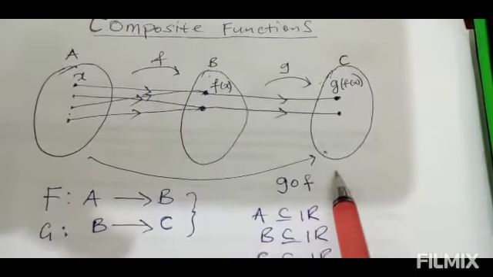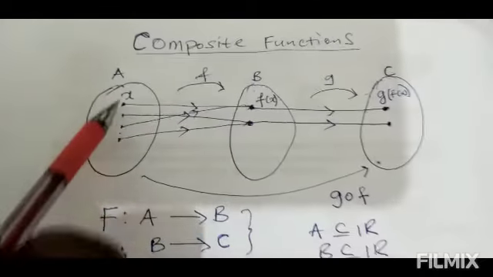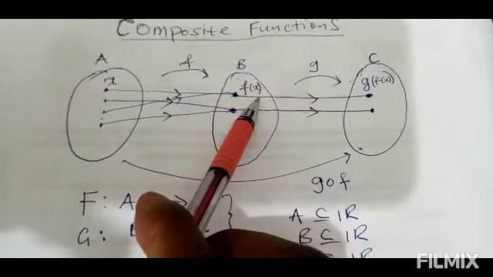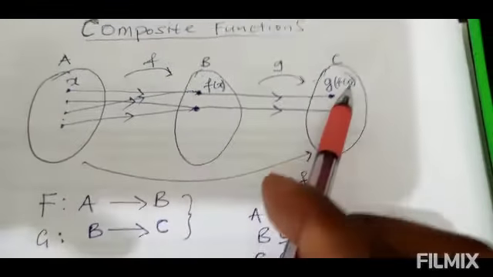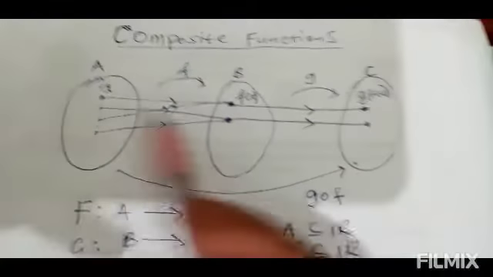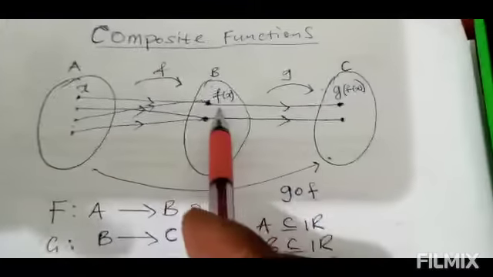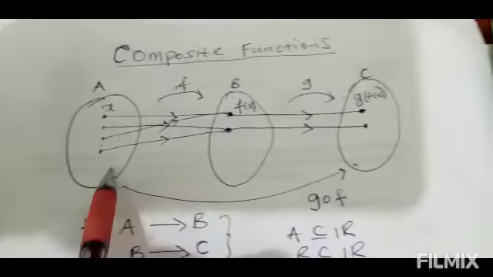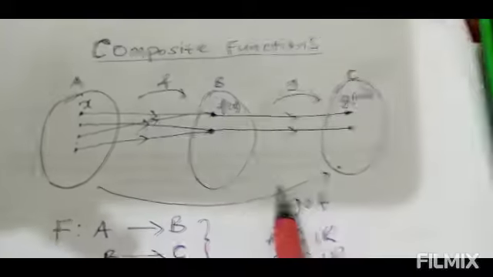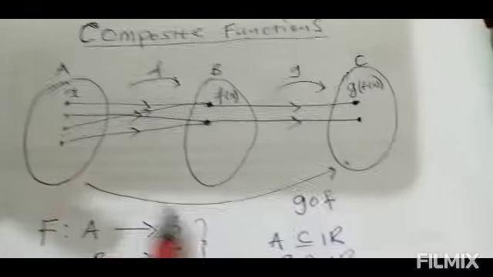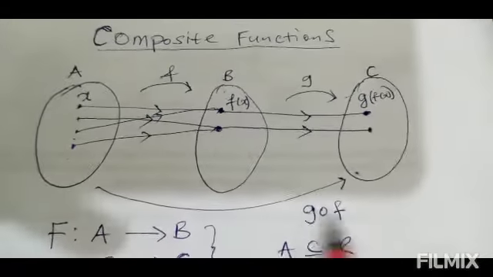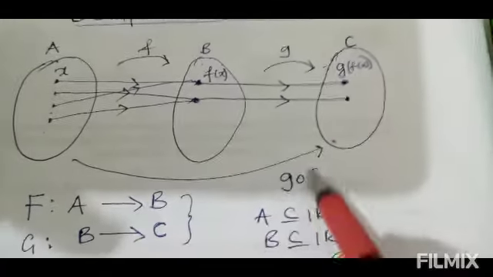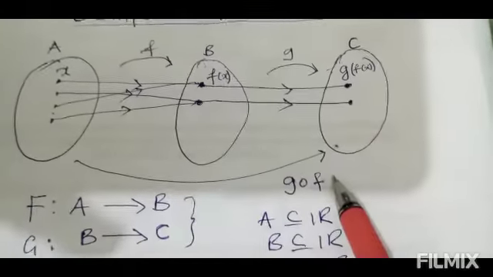So first of all, you have f of x here and you have g of x. For every x, you have f of x. For every f of x here, you have g of f of x. So this right here is called the composite of a function. This is g o f, g of f.